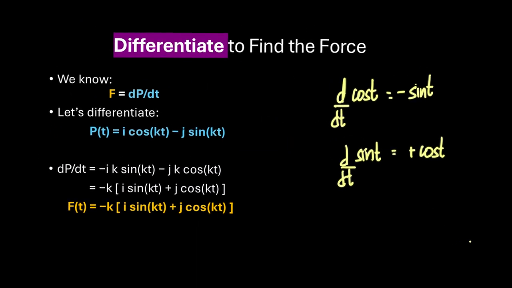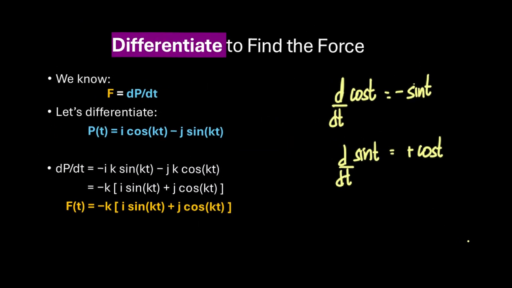Now, how do we find the force? We find the force by differentiating the given vector, the momentum vector. Why? Because we know force is the rate of change of momentum. And to be more precise, vector F is the rate of change of momentum vector.